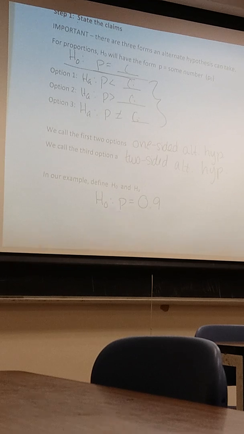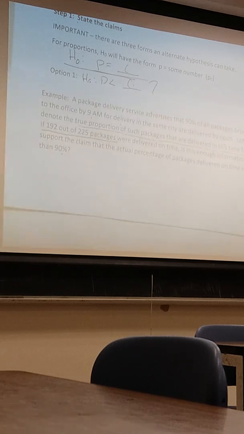How you choose the right one is you have to go back and look at what the competitor or customer is trying to show. What do they think is happening? If we look at this, do we suspect that it's less than 90%, more than 90%, or are we just interested in not equal to 90%? It says less than. So in this case, we are thinking, I don't actually believe they deliver 90%. We think it's less than.